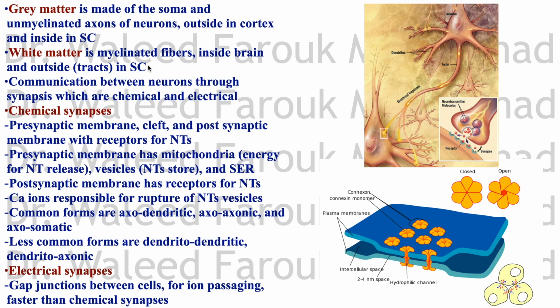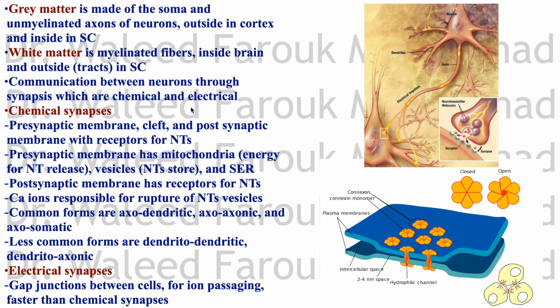The gray matter is made up of the soma of cells and the unmyelinated axons of neurons, and it's present as the outside layer in the cortex and as the inside mass in the spinal cord. Now, the white matter is the axons and dendrites. It's mainly myelinated axon fibers inside the brain, and present as the outside mass in the spinal cord.